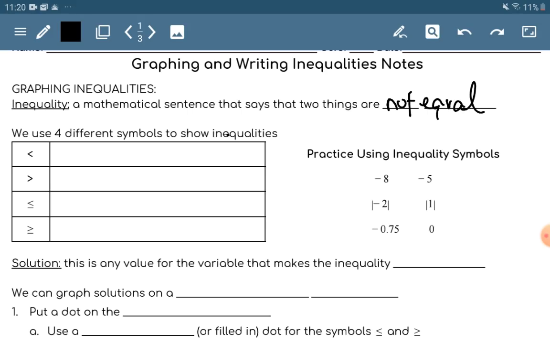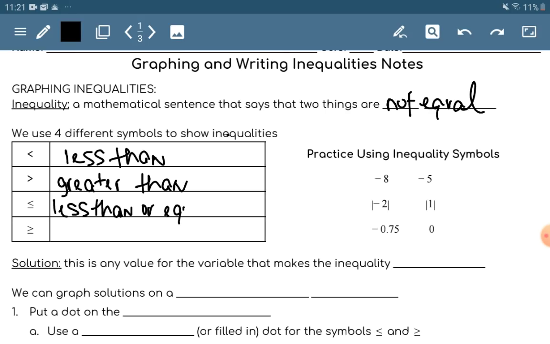And the symbol we use tells us how they are not equal, and there are four different symbols. If you look just below there on the left side, that very first one, when the pointy side is to the left and the open side to the right, that is a less than symbol. Below that would be the opposite then. It is a greater than symbol. The next two both have a line underneath of it, which means or equal to. So the next one would be less than or equal to. And the last one would be greater than or equal to.